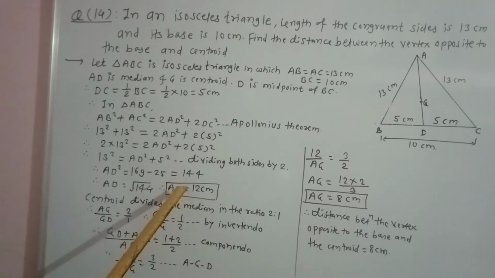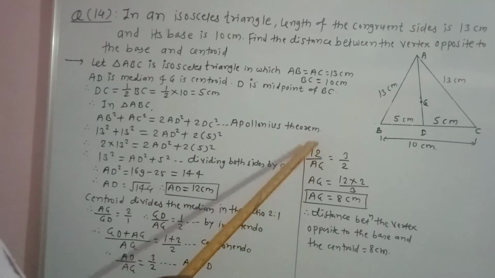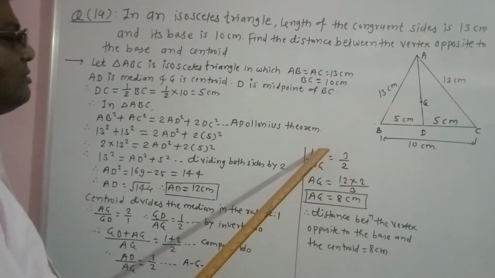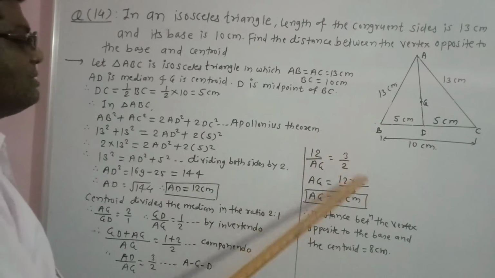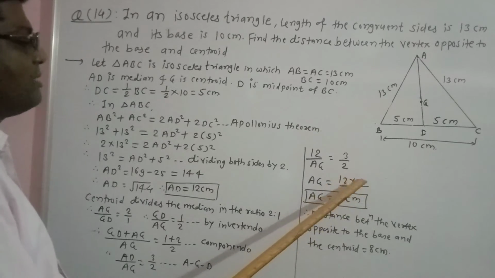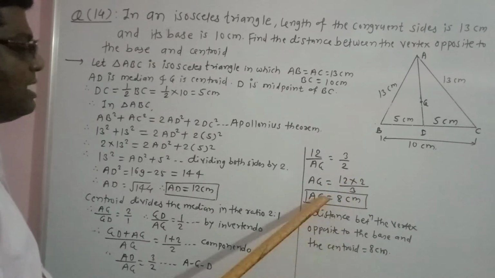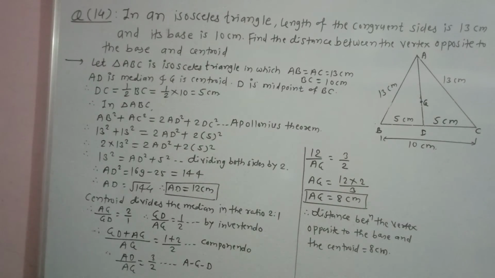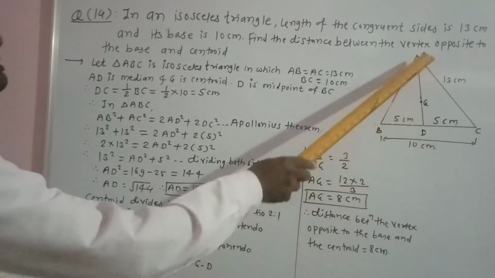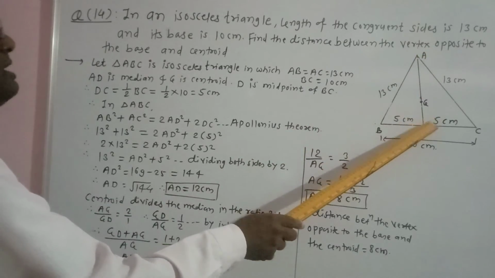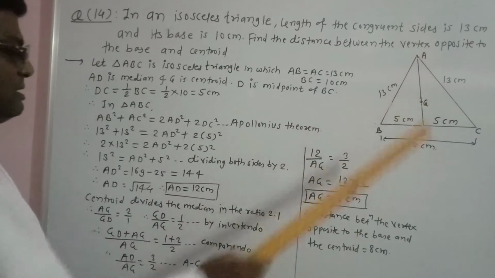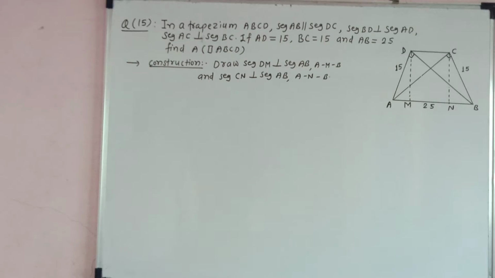Here we have AD 12 centimeter. So AD 12 upon AG is equal to 3 upon 2. So AG is equal to 12 into 2, cross multiplication, upon 3. 3 4s are 12. 4 into 2 is 8 centimeter. AG is equal to 8 centimeter. Therefore the distance between the vertex A opposite to the base BC and the centroid G is AG equal to 8 centimeter.